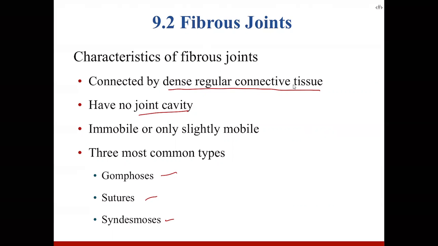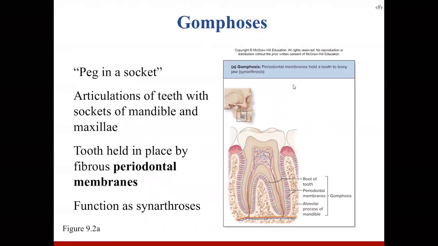Okay, now, gomphosis. They describe it as a peg in a socket. So that's what your teeth are. Okay, so it's the teeth and how they go into the mandible and the maxilla. Okay, so the teeth are anchored in there by periodontal membranes. They're held in there by those membranes, and they function as a synarthrosis.